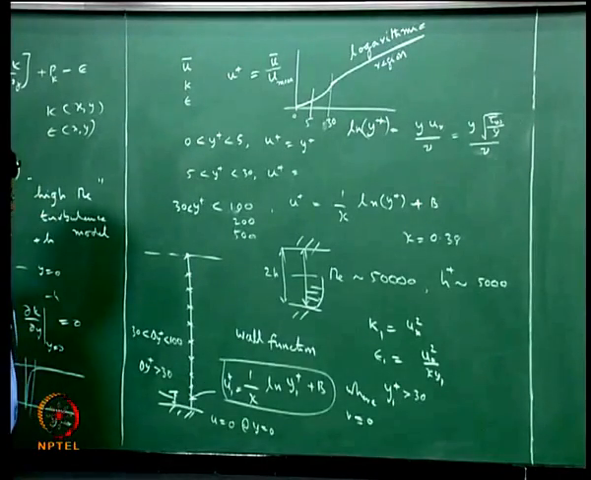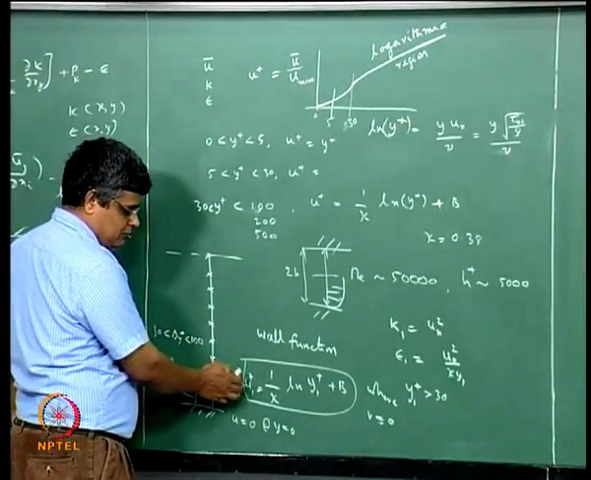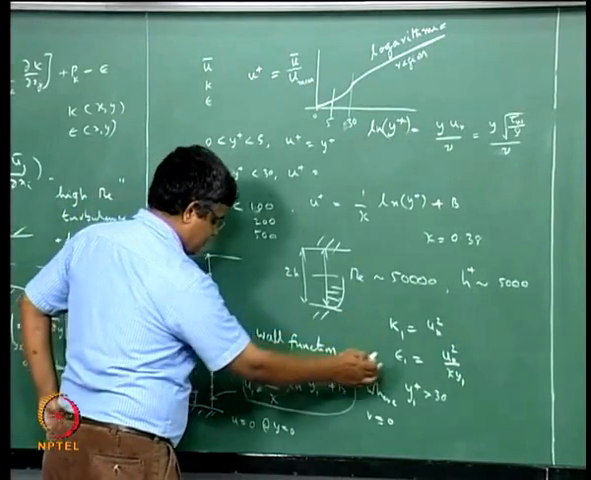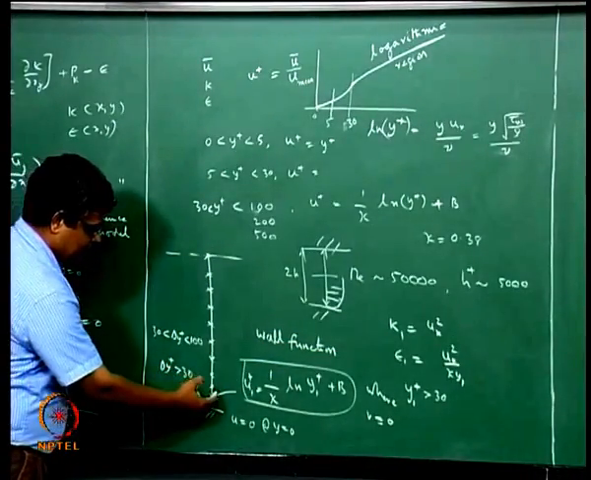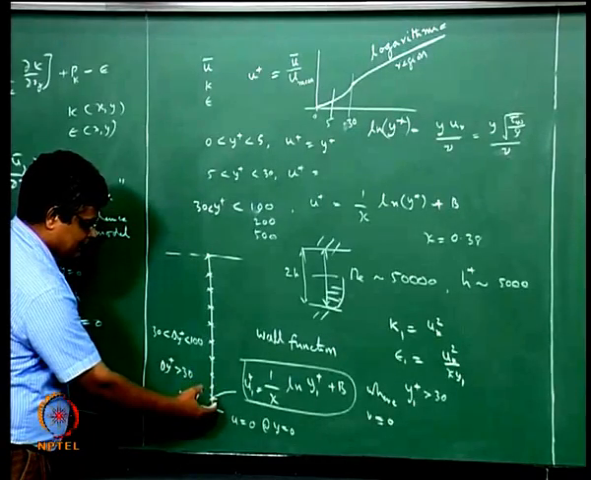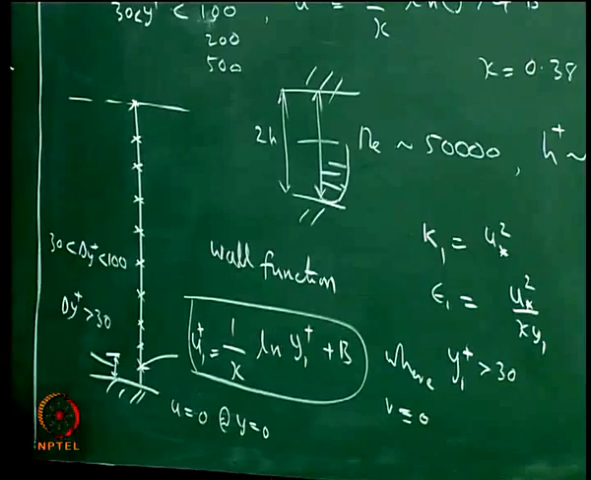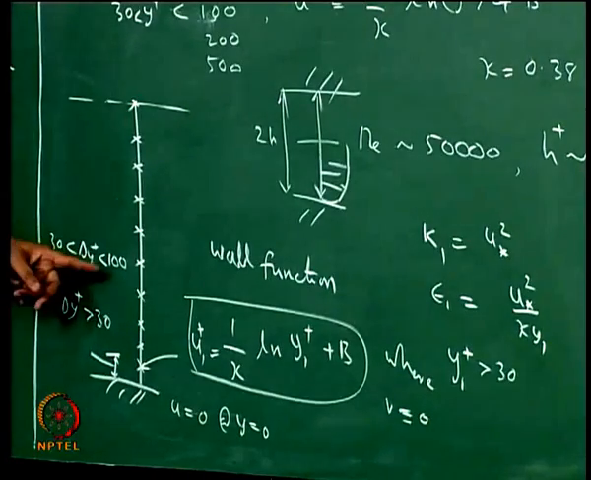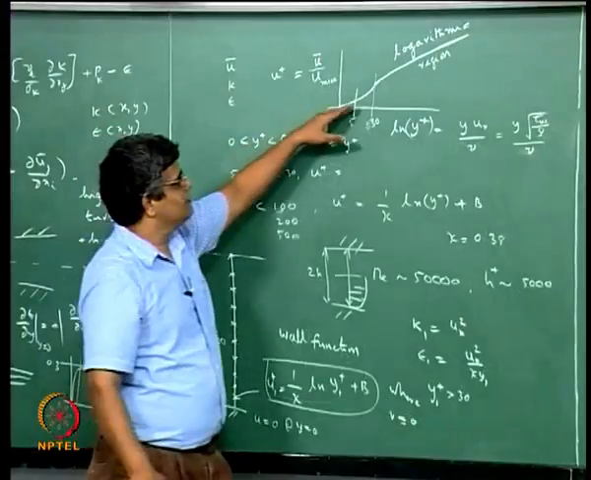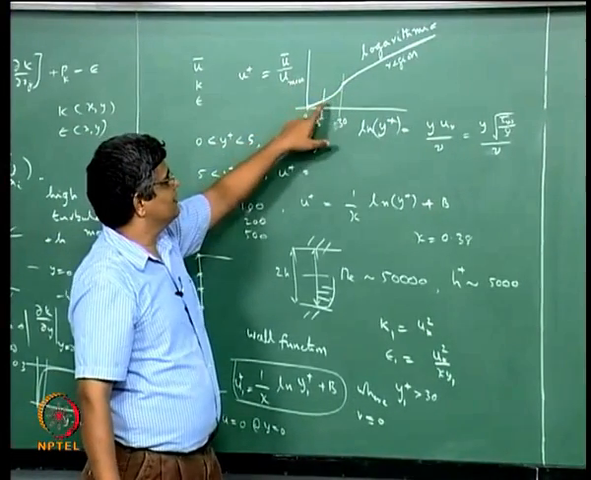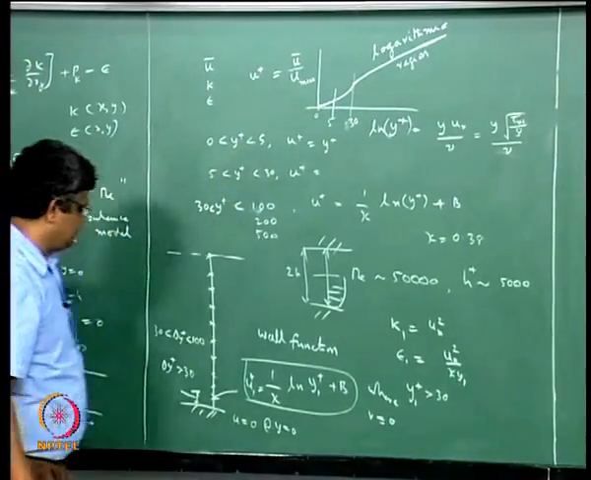So in that sense we specify the values of u, v, w and k and epsilon at the first grid point, locating the first grid point at a sufficient distance from the wall such that y1 plus lies between 30 and 100. The reason for this is that we do not want to get too close to the wall, because then you have a steep variation and you have a slightly more complicated expression for this.